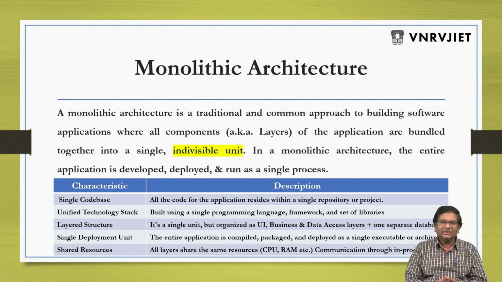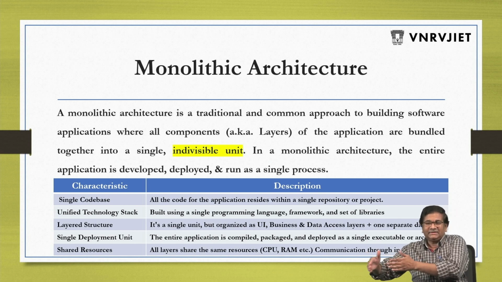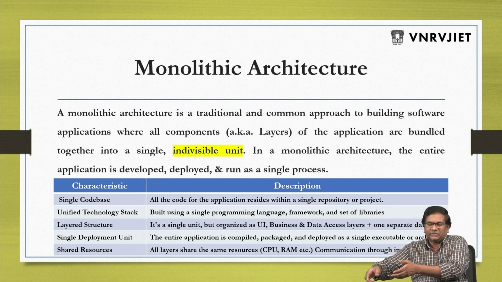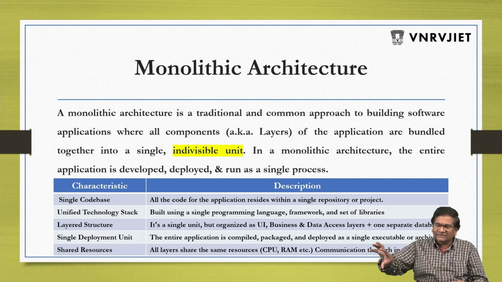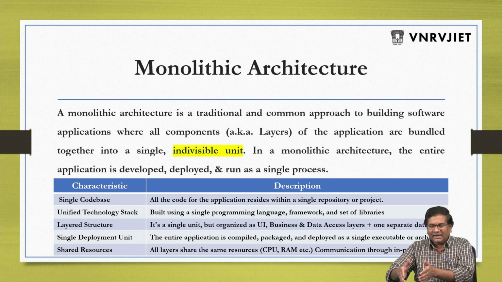Layered architecture. This is very important. Monolithic architecture is a layered architecture, not a tiered architecture. It's a single unit, but organized as UI, business, and data access layers, plus a database. This is also very, very important. Even though there are two things here: one is the software, the code, and the second one is the actual database where things are stored. The database is not part of the code. It's always a third-party thing. So when you talk about the code part, it is the UI, business logic, and the data access layer.